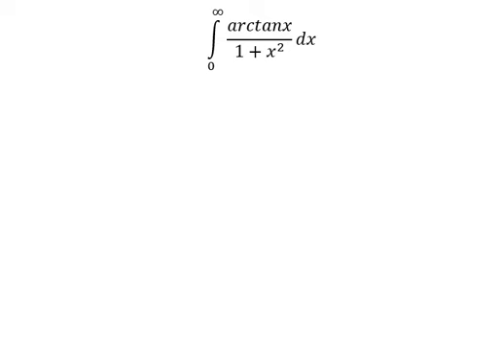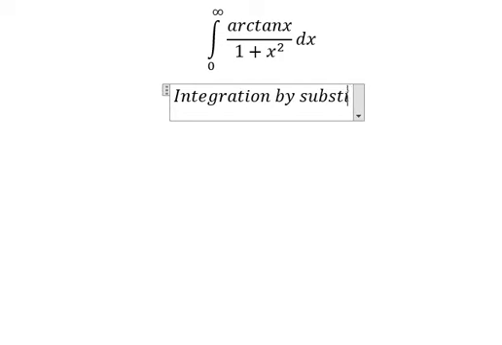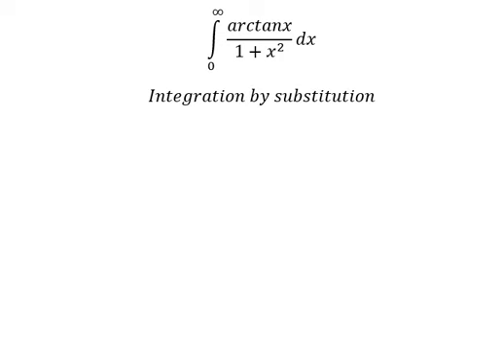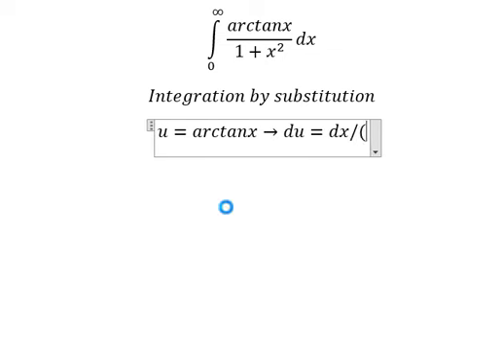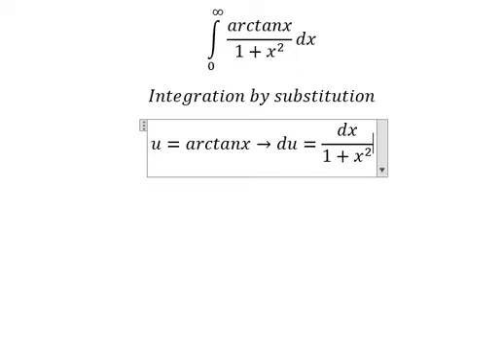So today I will show you how to answer this one. We can use integration by substitution. So I will put u equals arctan(s). Later, we need to first take the derivative of both sides, and we have it like this.